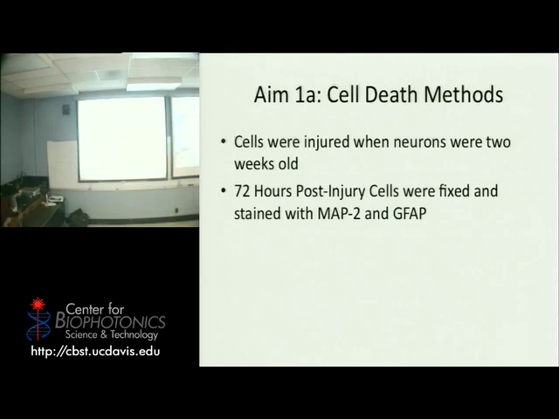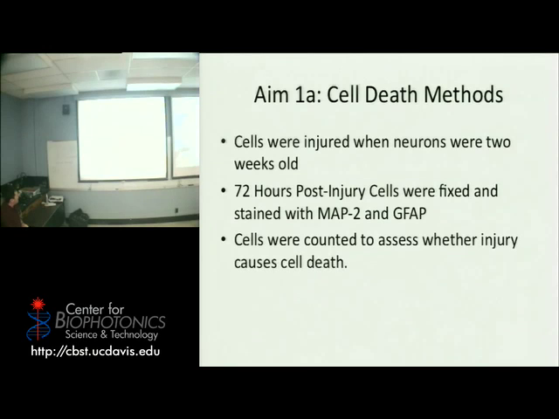And you put on a fluorescent probe with an antibody that recognizes all mouse proteins. So wherever this MAP2 is stuck on a MAP2 protein in a rat, there will be a fluorescent particle associated with it. I should have a figure for that and make it easier. But it's a way of staining your tissue. So I have some stains that I put on, and then I'm going to count them to assess whether injury causes cell death or not.